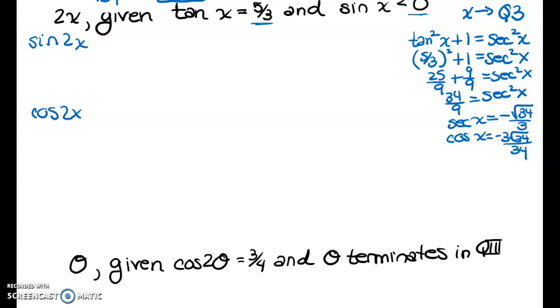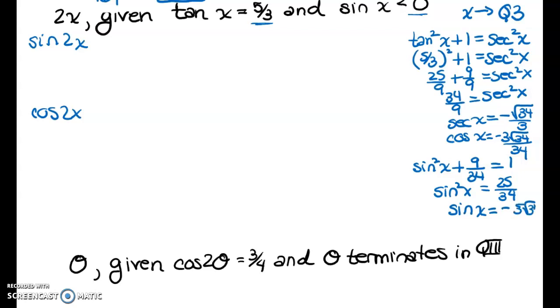Now let's go ahead and find the sine of x. When I plug that in, sine squared of x plus 9 over 34 equals 1. Sine squared of x is going to be 25 over 34. Sine is negative in Q3, so the sine of x is negative 5 radical 34 over 34. I need this guy and this guy in my formulas.